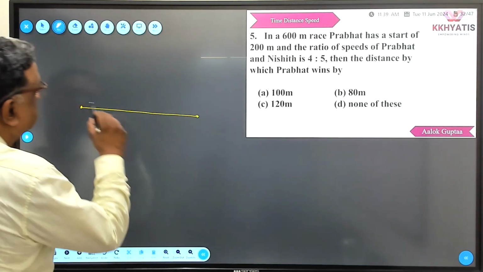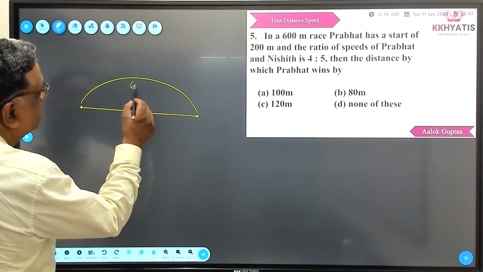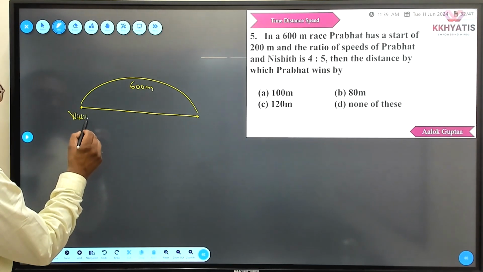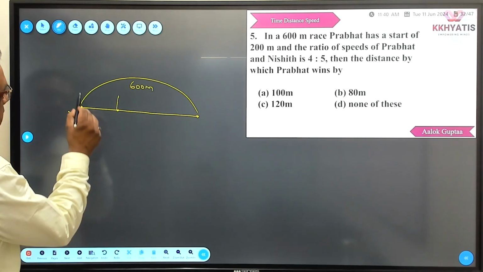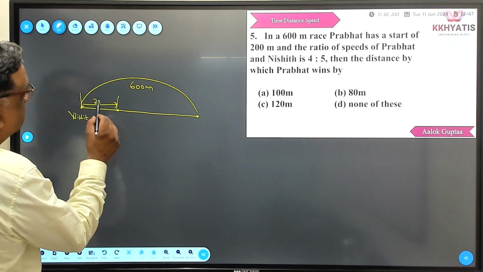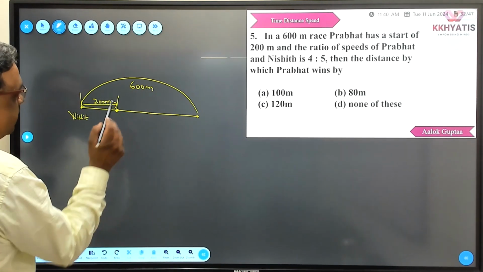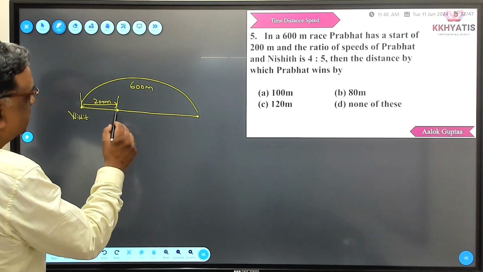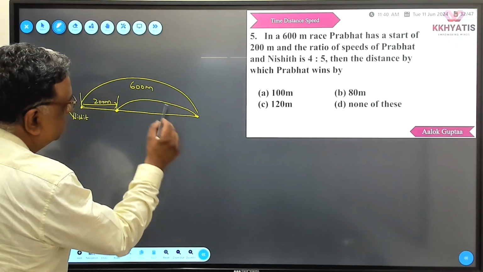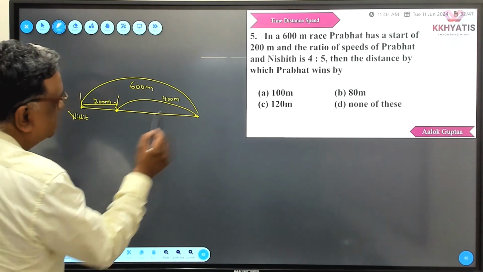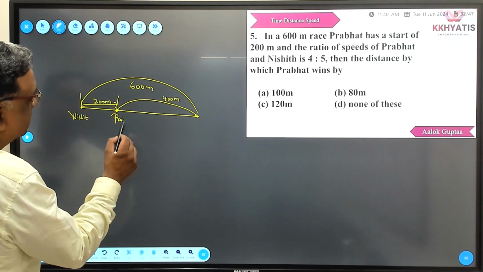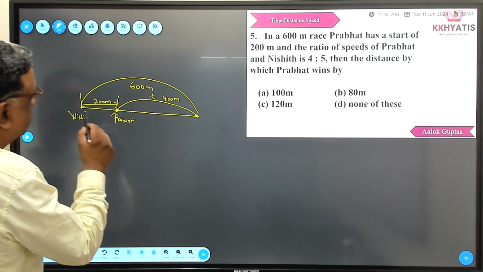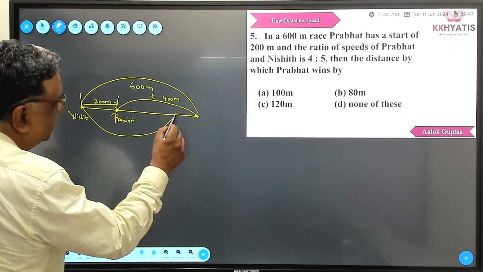So there is a race of 600 meters. Nishit is here and Prabhat has already taken a lead off. He starts from here, and which means he finishes the race. He must have, Prabhat travels 400 meters. This is Prabhat. And let us say in this time t, Nishit must have traveled somewhere here.